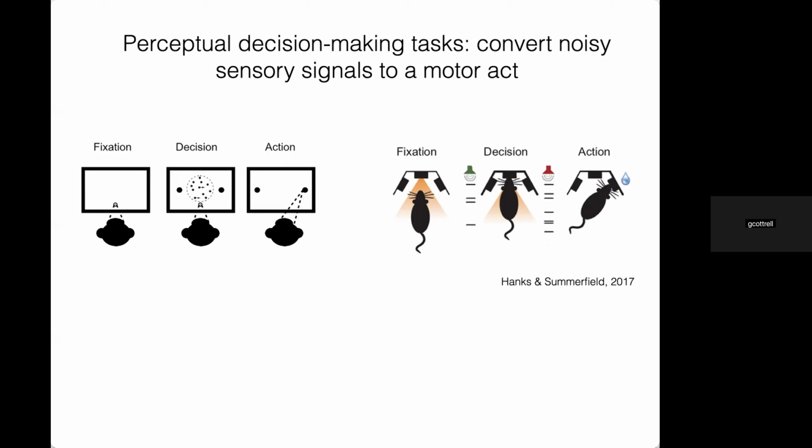Here's a rodent example. These rats are listening to two speakers playing clicks on the left and right. They have to listen to the clicks and decide which side has more. So they integrate evidence and convert it into some sort of motor decision.